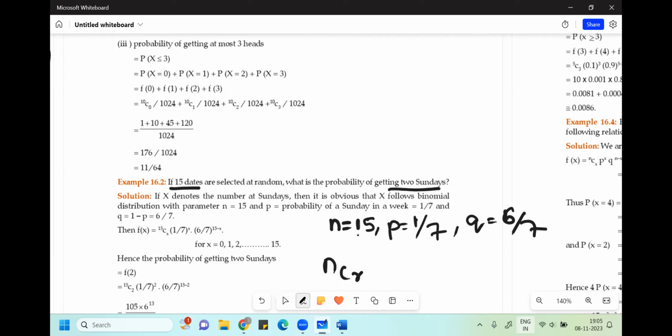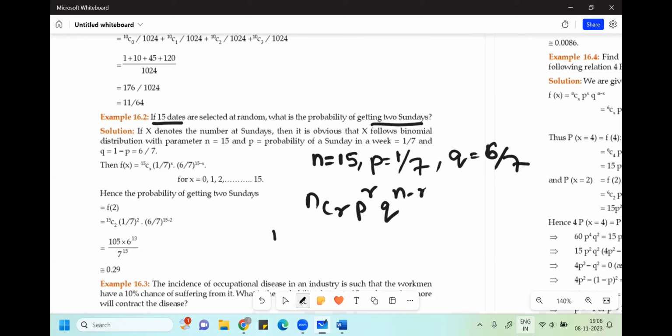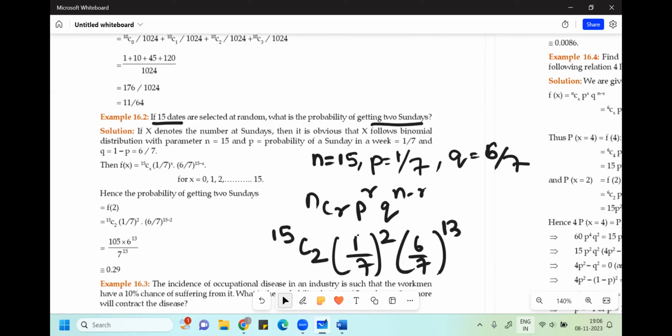Just apply the formula nCr p to the power r q to the power n minus r. So what is n? n is 15. 15C2. What is p? p is (1 by 7) to the power 2. And this is (6 by 7) to the power 13, 15 minus 2. Are you getting this?